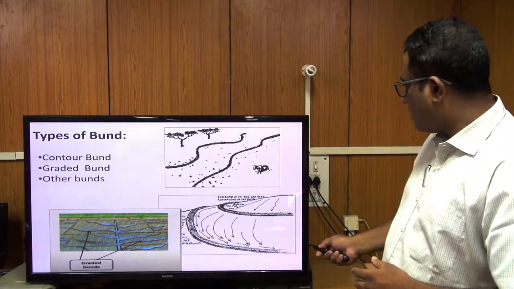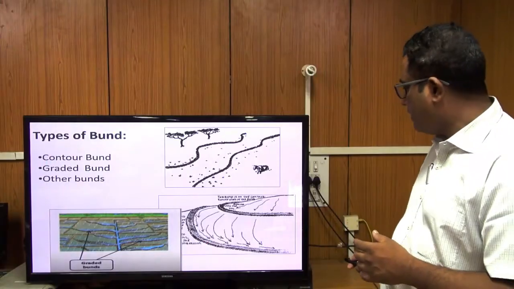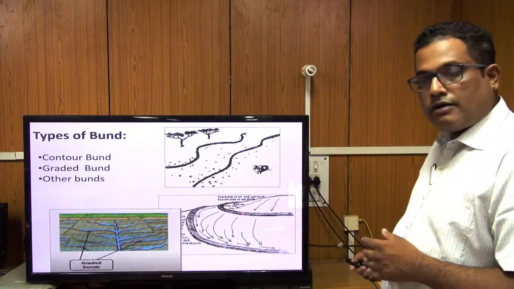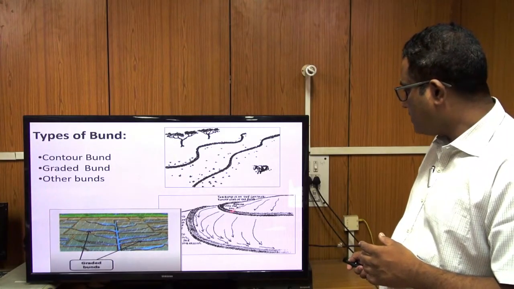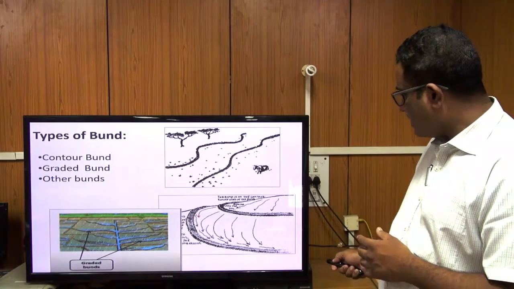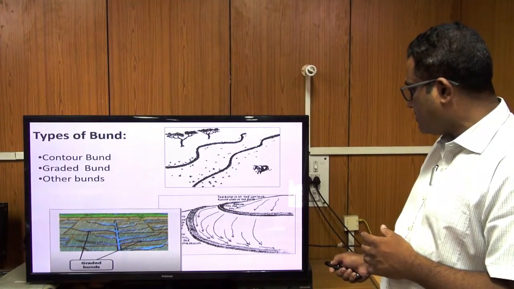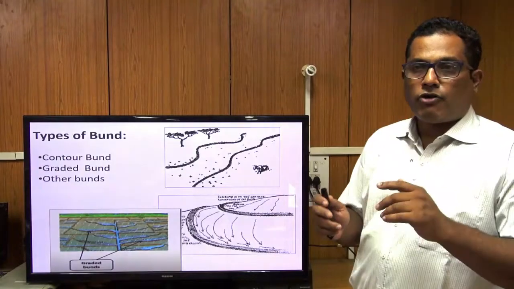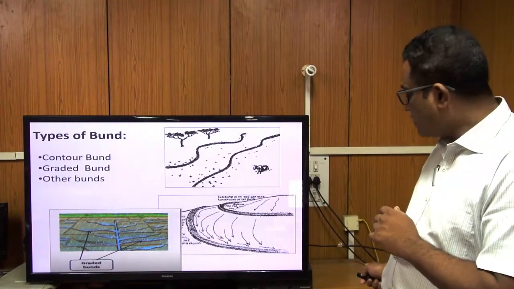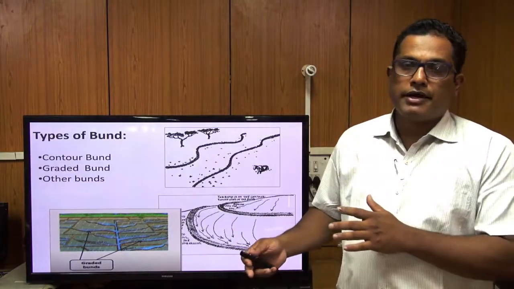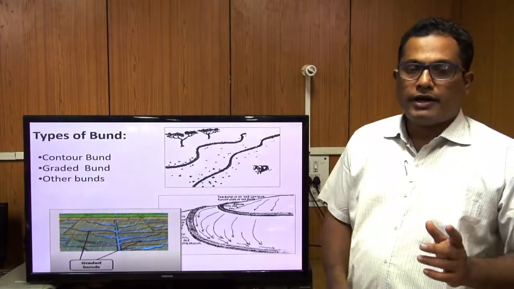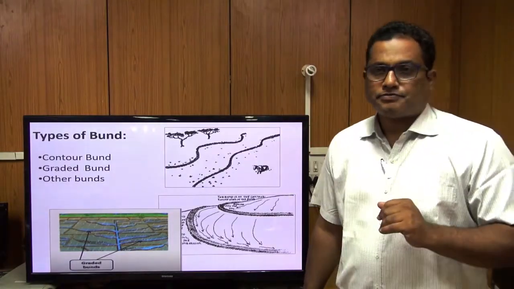This is another pictorial view of a graded bund. From a higher slope water is coming and it is getting deposited and stored here, and a certain grade is given so that the excess water, instead of ponding at one place, is drained away from the sides of the bund to some drainage or some rivulet or some outlet. Such a bund we call a graded bund.